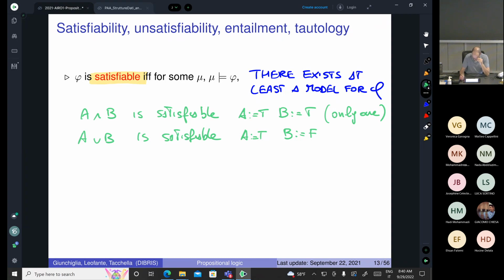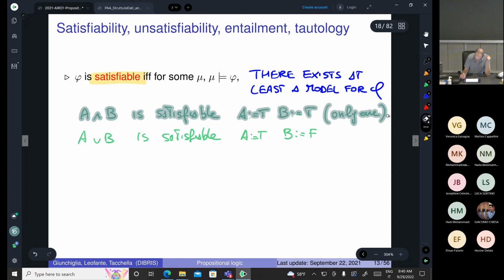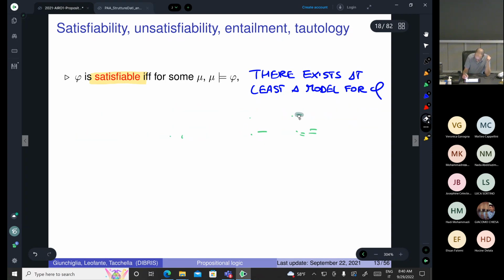Well, green was not a great choice, right? I'm using a different color. I should refrain from using green.